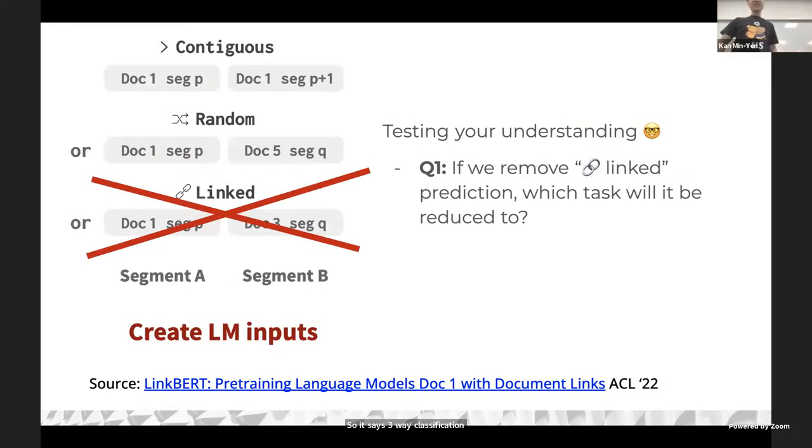All right, so let's test our understanding. What if we remove the link prediction in the sentence prediction task? Which task will it be reduced to?